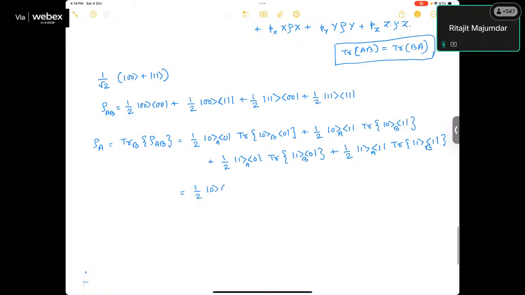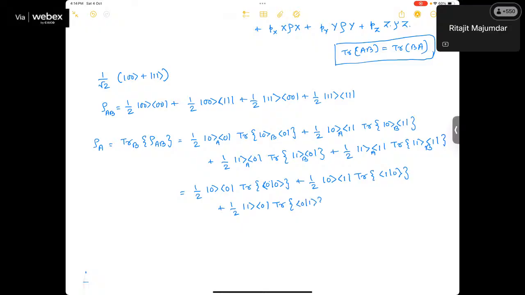So this is |0⟩⟨0|, and this is trace over A. Or you can do it in many ways, but you can just say that this is trace over |0⟩⟨0| plus half |0⟩⟨1|, and this is trace over, say, |1⟩⟨0|, because I can flip A and B. That's the cyclic property of trace. Half |1⟩⟨0| trace of, say, |0⟩⟨1|, plus half |1⟩⟨1| trace of |1⟩⟨1|.